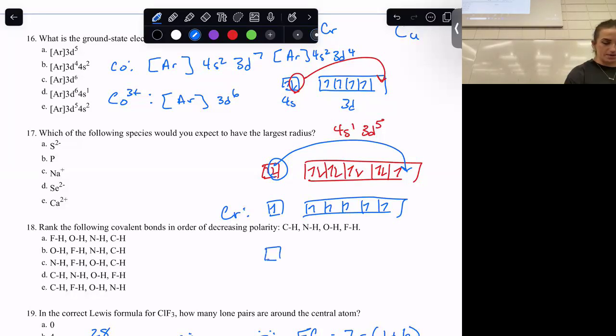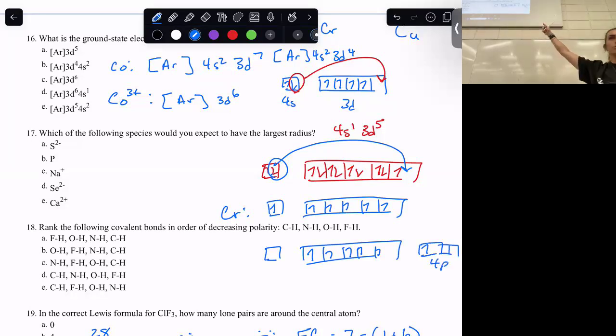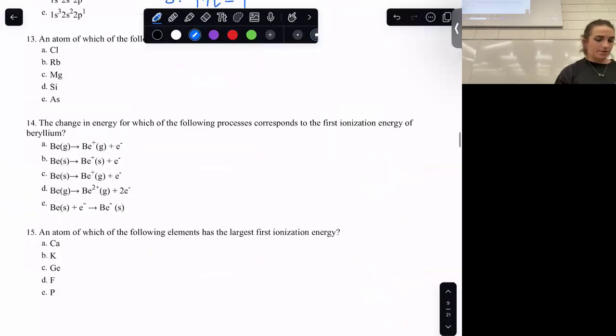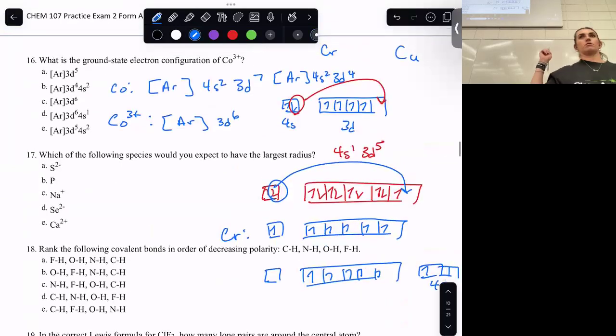So excited state, right, could have something that's from the 4s orbital jump up to the 4p orbital instead, right? So that sits as the ground state as the lowest energy. The excited state is when it goes even higher than that. It's an excited state. Mhm. Any other questions on 16 before we move on?